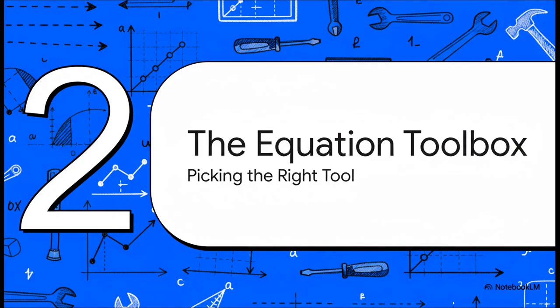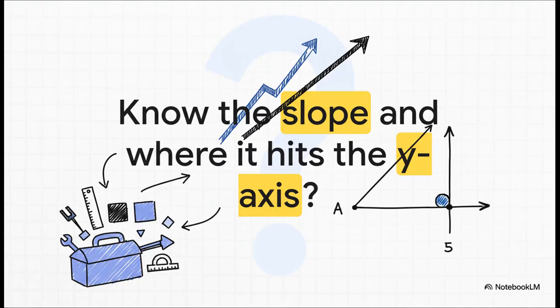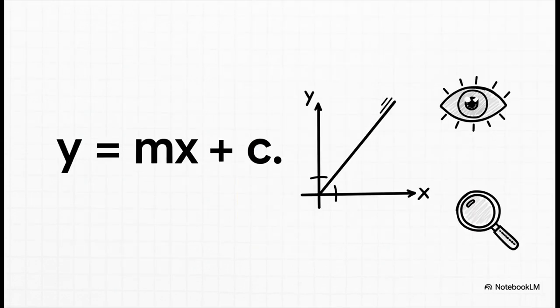All right, now that we've got a handle on slope, it is officially time to open up our toolbox. Let's pull out the first and probably the most famous tool of them all. Okay, picture this scenario. You know exactly how steep your line is. You've got the slope. And you also know the precise spot where it crosses that main vertical, or y-axis. What's the perfect tool for that job? It's this one, the elegant, the famous slope-intercept form.